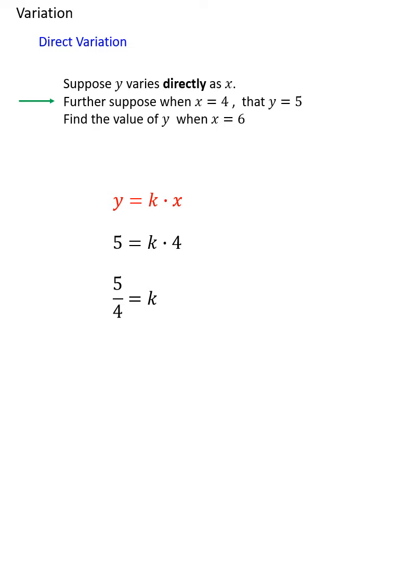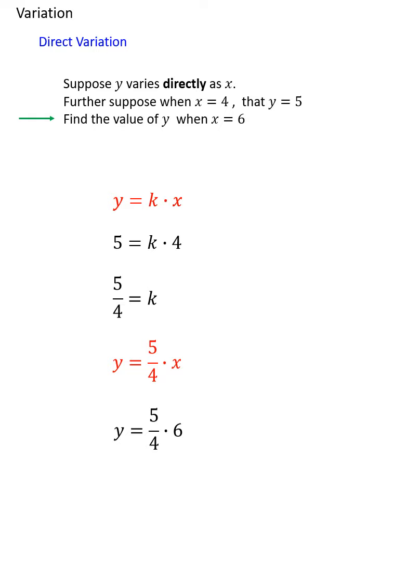But now that I know that k is 5/4, I can take my original equation and replace k with 5/4, as would be fitting here. But now that I know the constant of variation, I can go on to answer the question. The question was, notice at the top of the screen, to find the value of y when x is 6. Well, if I know that this equation at the bottom of the screen is the relationship, and I know that x is 6, I can plug that in to find out what y is.